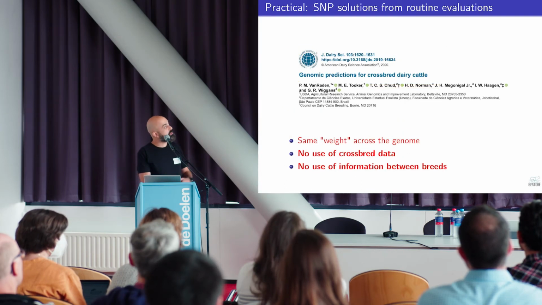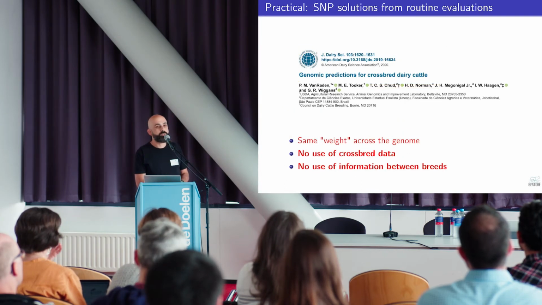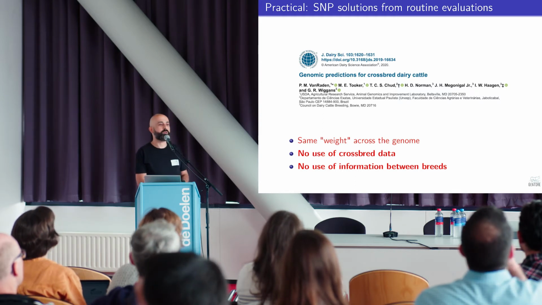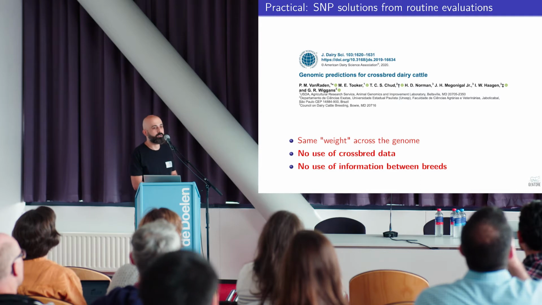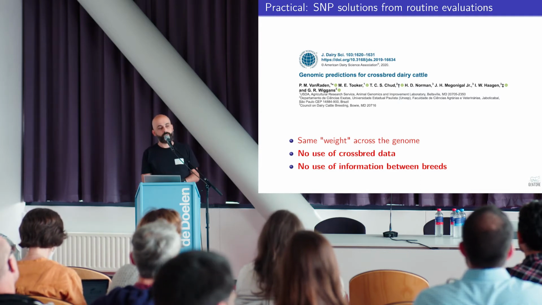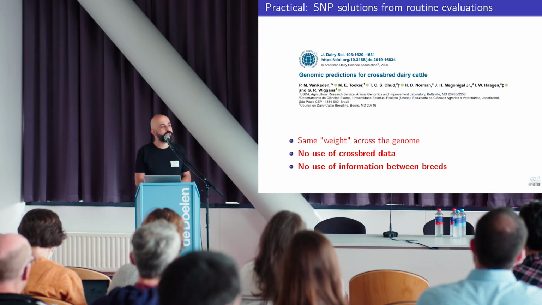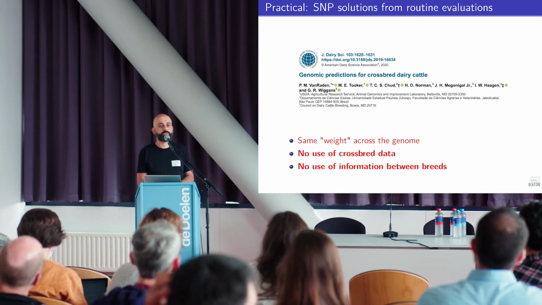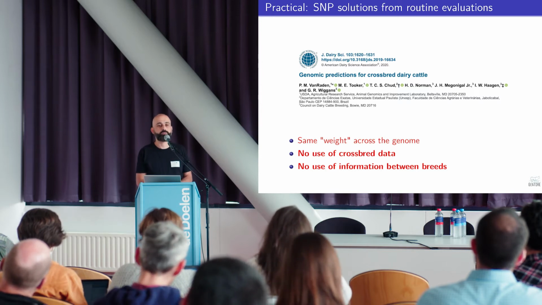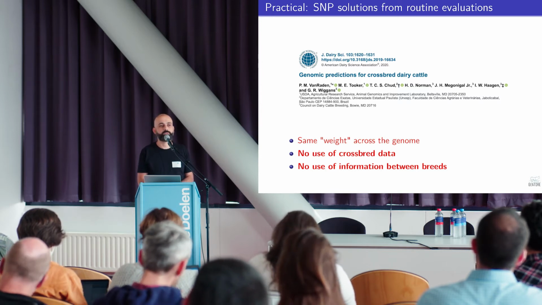And another thing is that when you use these simple methods, you don't use crossbred data, which may be available in higher quantities in the coming years. And then you also do not use information from other breeds, which is particularly important if you have a small breed where you don't have the chance to get high accuracies of SNP effect estimates.